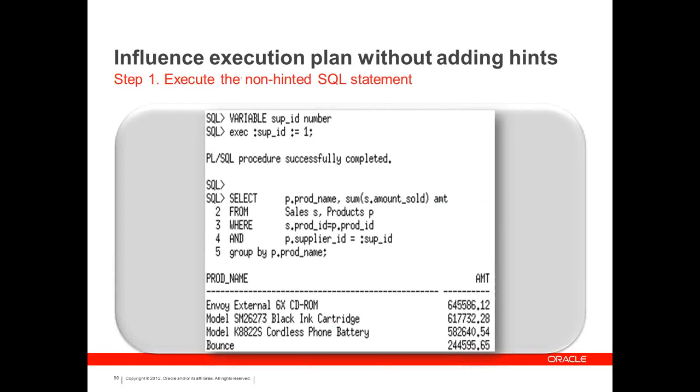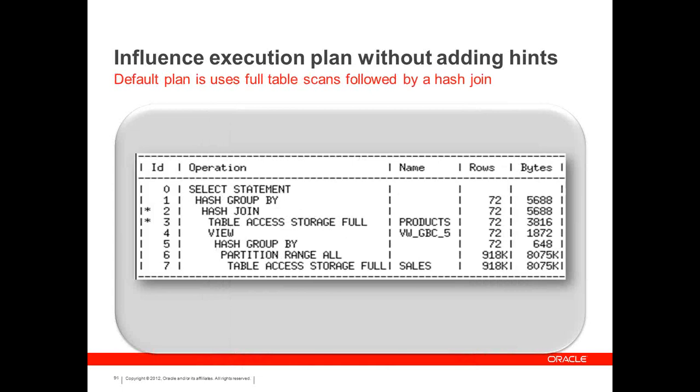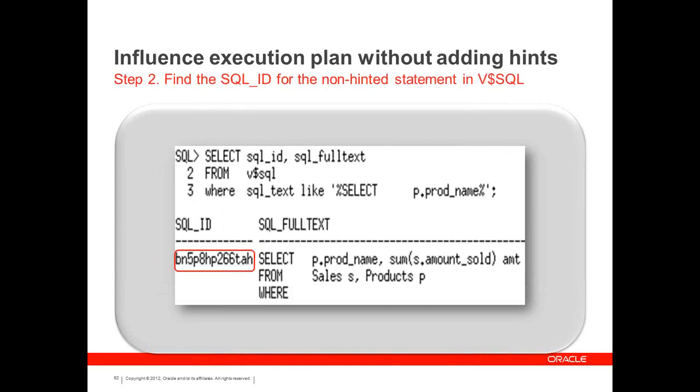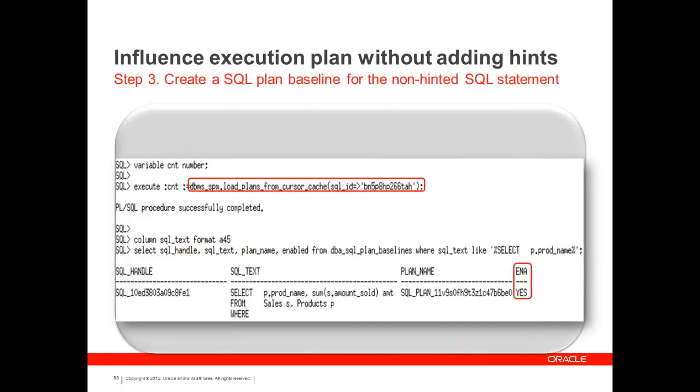The first thing you would do is execute the bad query. So we go ahead and execute our query. This gets us our full scan hash join. So this is the undesirable plan. The first thing we'll do is load that plan into the SQL plan baseline. So we need to get the SQL ID for that. We get the SQL ID out of V$SQL, and then we load that plan from the cursor cache. And so now it's in the baseline.